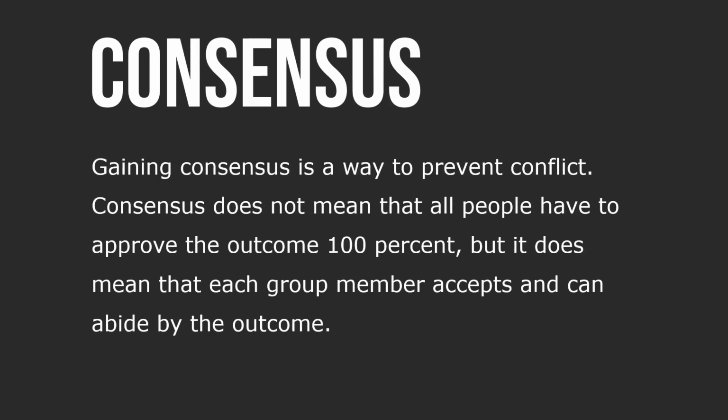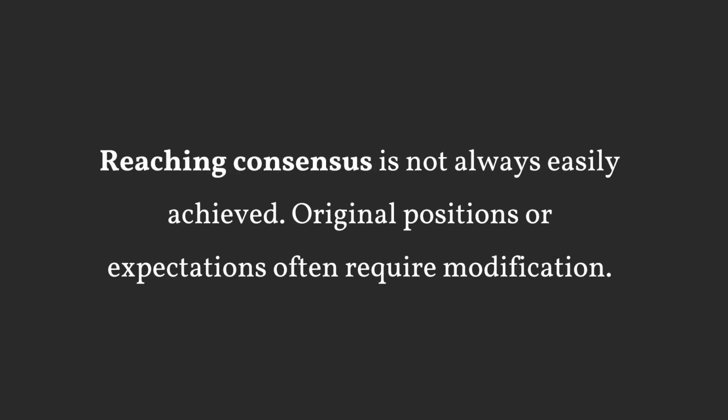Gaining consensus is a way to prevent conflict. Consensus does not mean that all people have to approve of the outcome 100%, but it does mean that each group member accepts and can abide by the outcome. Reaching consensus is not always easily achieved. Original positions or expectations often require modification.